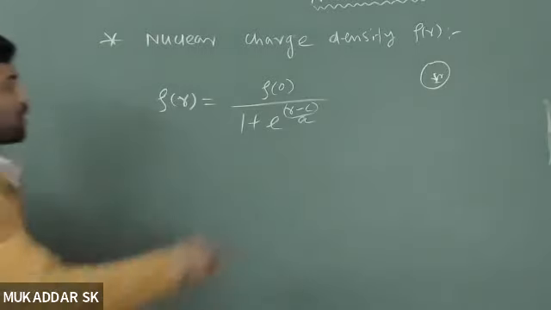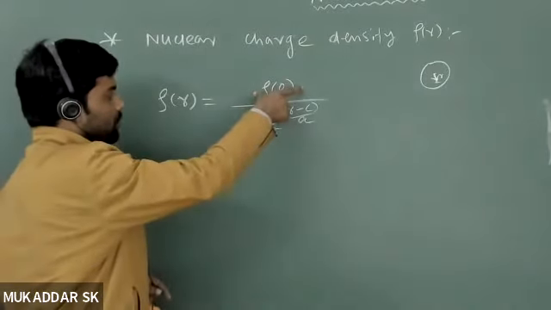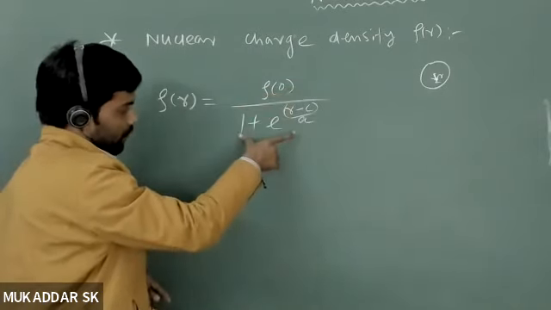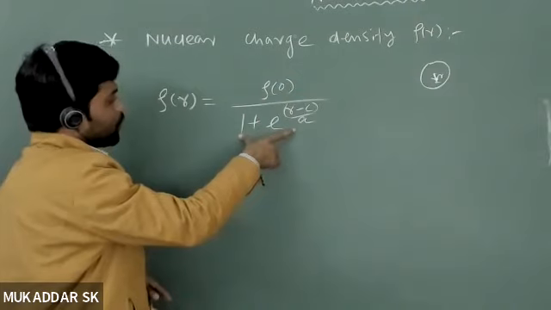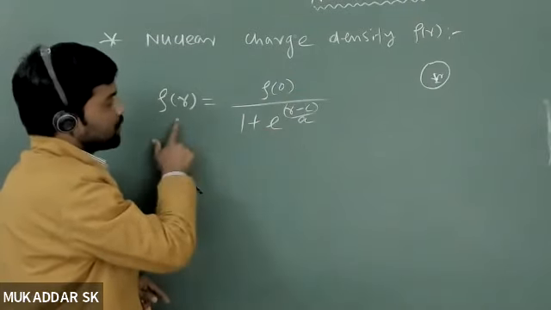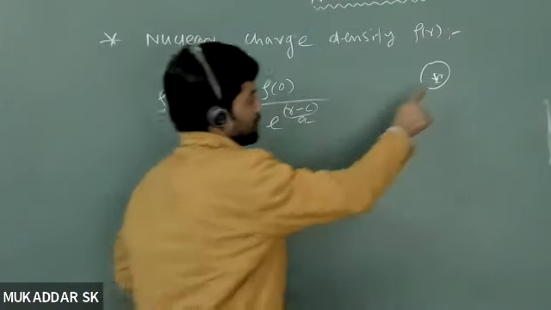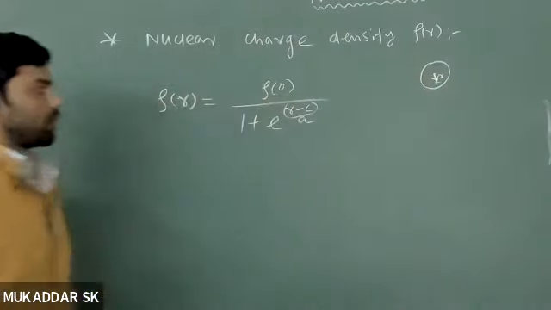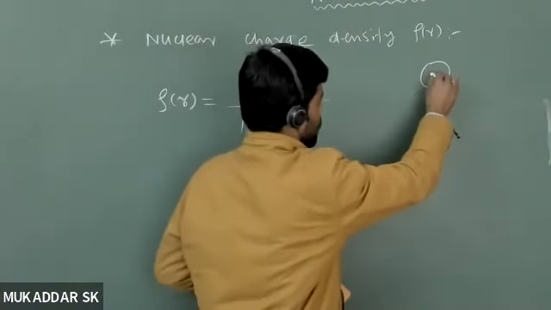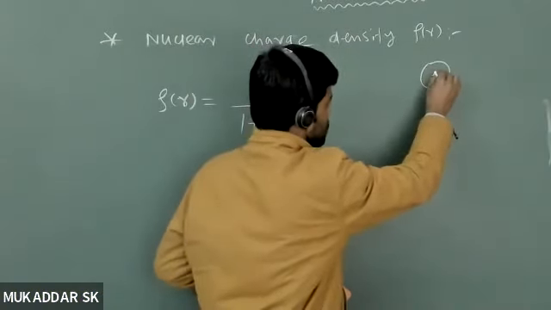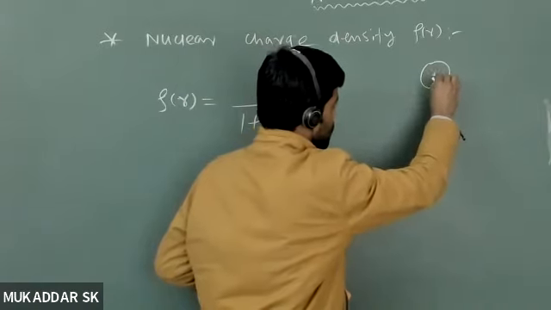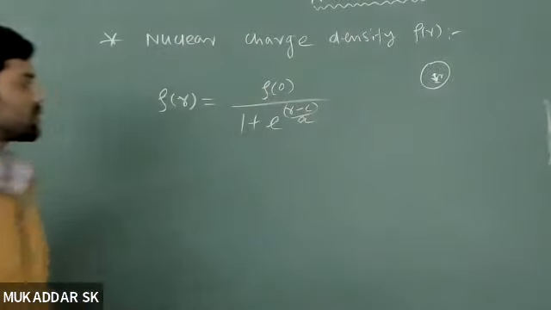So rho naught is some constant charge density. But what is the important thing? That is the denominator factor. We can clearly notice from this expression that the charge density inside the nucleus is no longer constant. It will be maximum at the center, but if you go away from the center and measure the charge density, there will be decay.